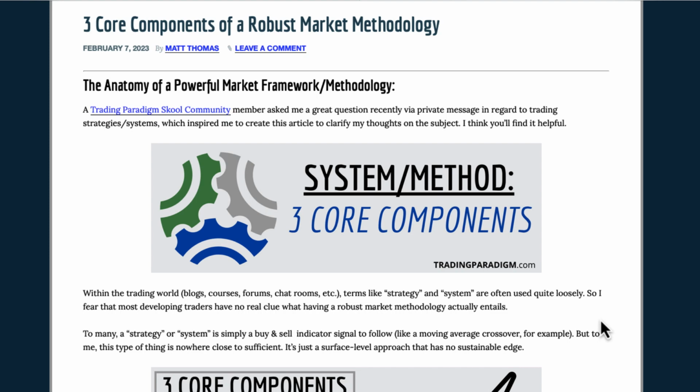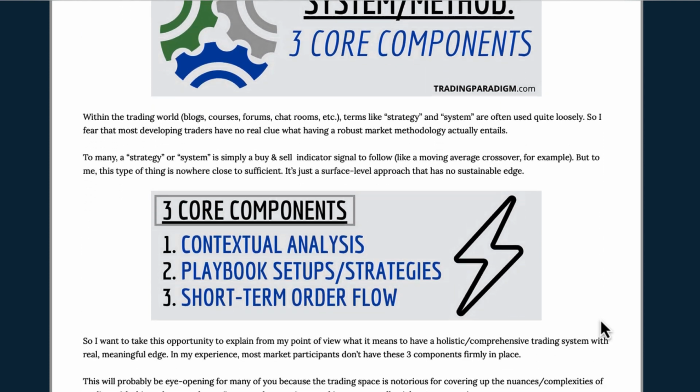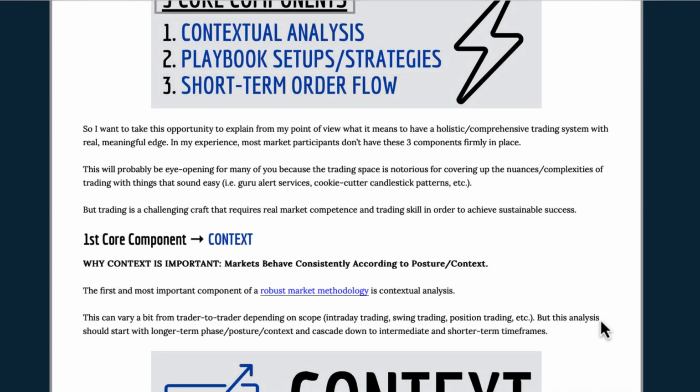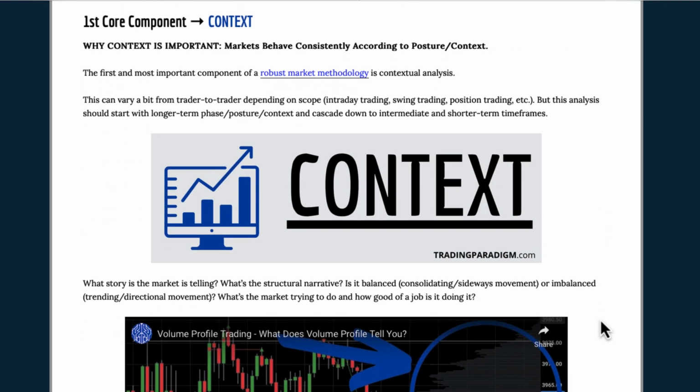This will probably be eye-opening for most because the trading space is notorious for covering up the nuances and complexities of trading with things that sound easy, like guru alert services, magical indicators, and cookie-cutter candlestick patterns. But trading is a challenging craft that requires deeper levels of market competence and trading skill in order to achieve sustainable success. So let's dive right into the three components.